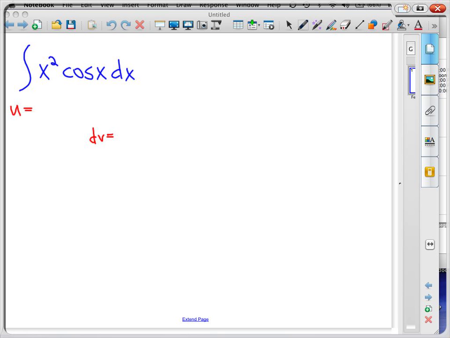Well, using again the mnemonic device we discussed in class, the ideal choice for dv should be cosine of x dx. And the ideal choice for u then is probably x squared. This makes v equal to sine of x, and this makes du equal to 2x dx.